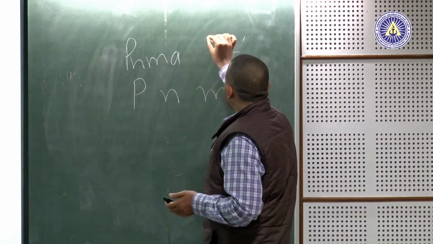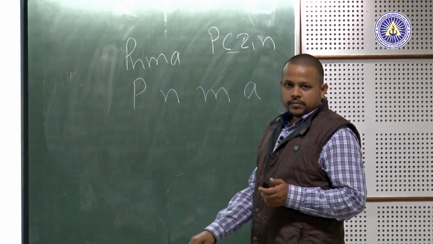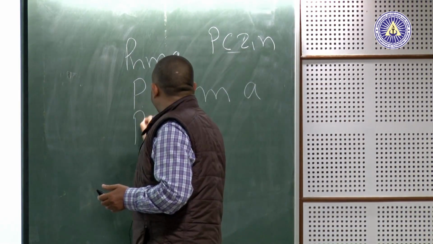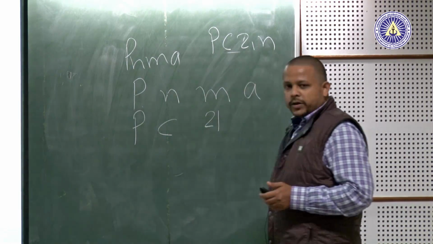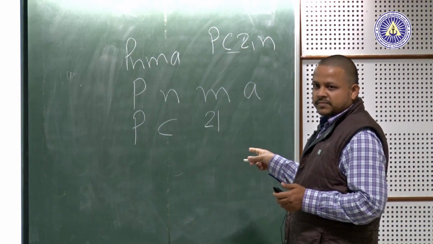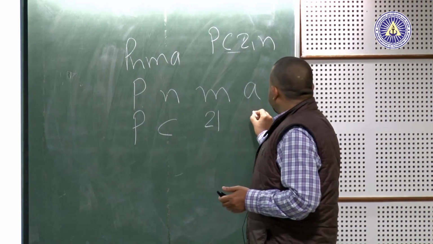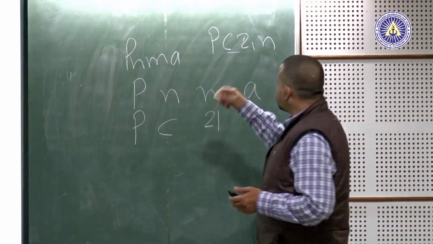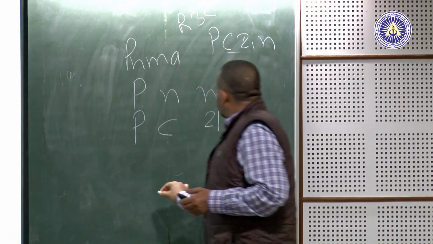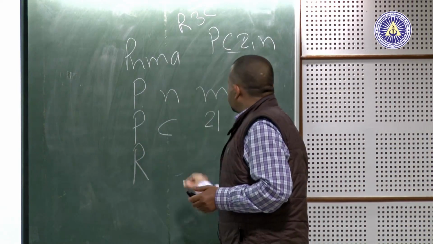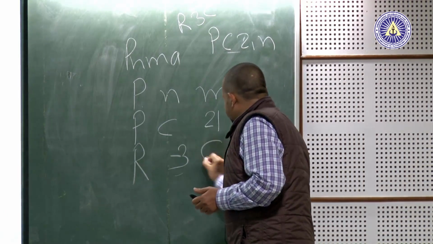Suppose the group is PC21N. So how will you write it? P C 21 without space. Most of the time people do the wrong thing here. And then N. Suppose it is R3 bar C. Write R minus 3 without space, and then C.